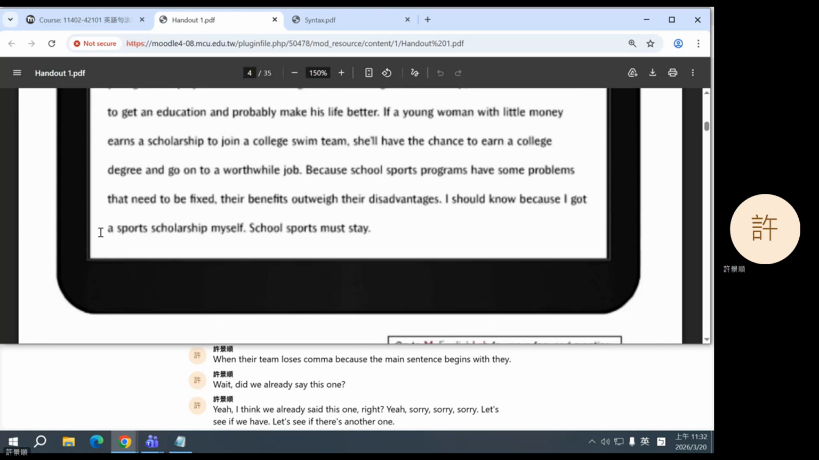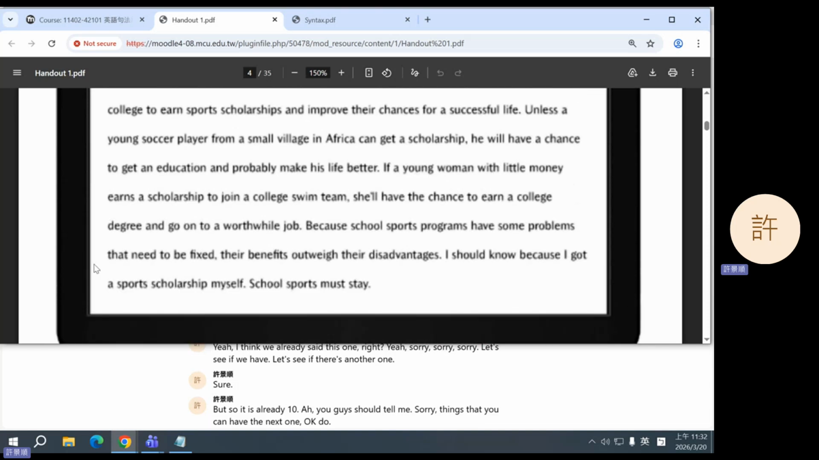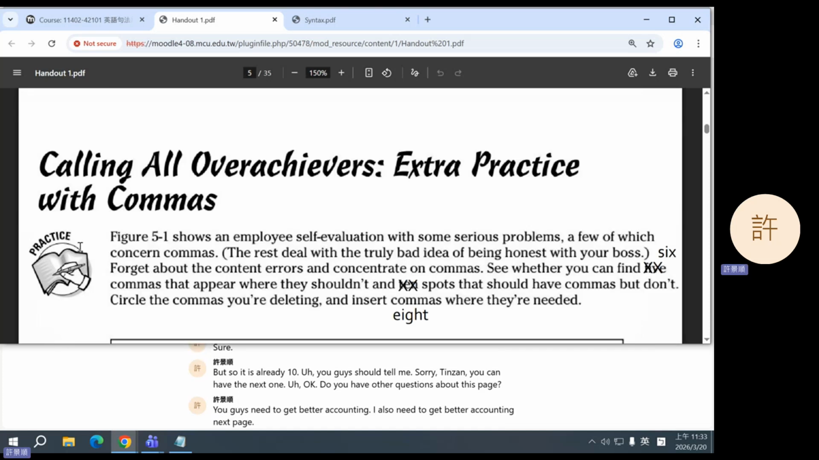Huh. So it is already 10. You guys should tell me. Sorry, Tingzhen, you can have the next one. Okay, do you have other questions about this page? Okay, you guys need to get better at counting. I also need to get better at counting. Next page.